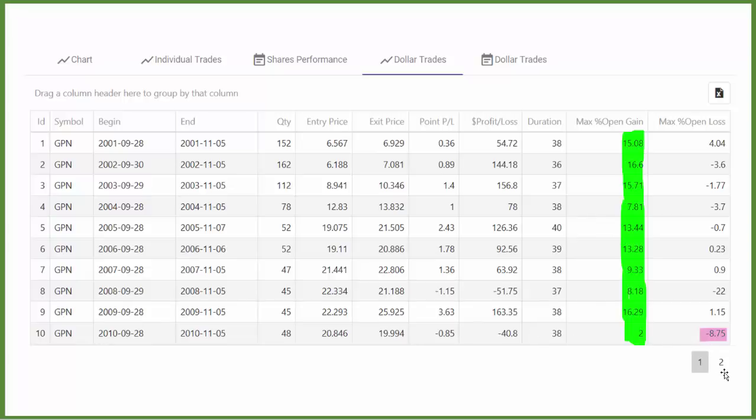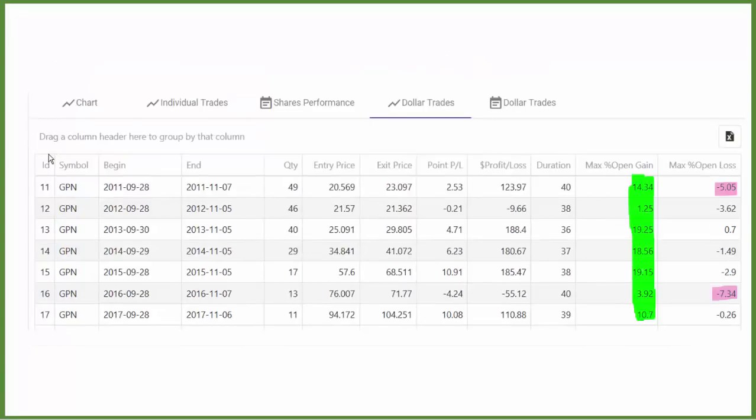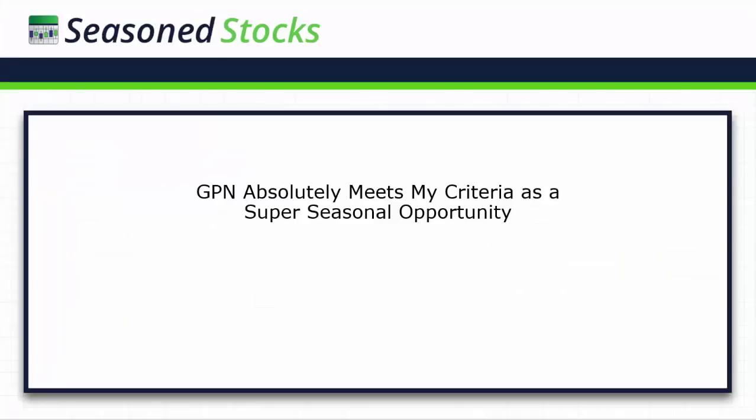And then there's another, I click on the 2 here. This is 2 pages, so this is the first page. And then I click on the second page, and I get the rest of the data. And again, you can see a very, very strong bullish move up during this period with a corresponding move down that is not nearly as big. It's kind of subjective, but I think it's pretty easy to tell in most situations whether that's really favorable or not. And this is really favorable. So this, by all means, will meet my criteria for a possible super seasonal opportunity.